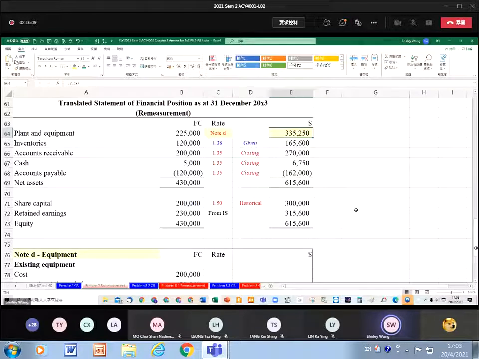Okay, so any questions for this exercise 2? Maybe this is new to you, and you may find that it is quite difficult to handle. I hope that throughout this illustration, you now know how to handle this exercise.